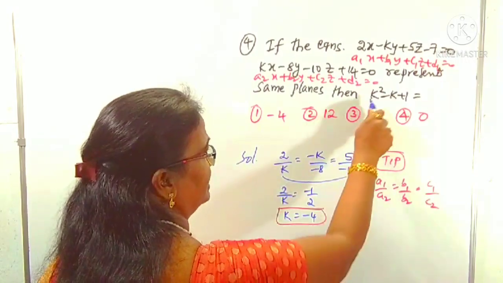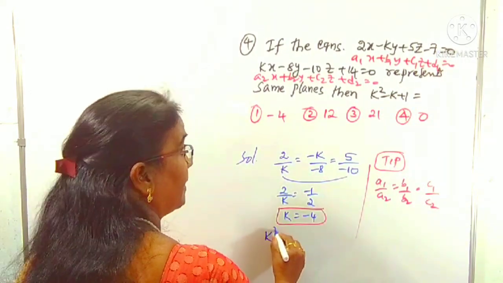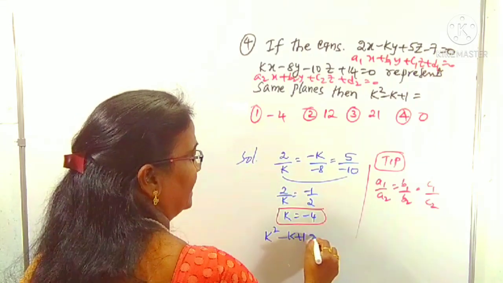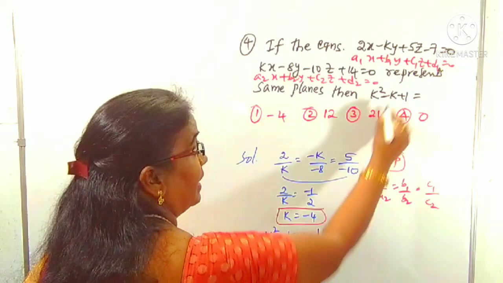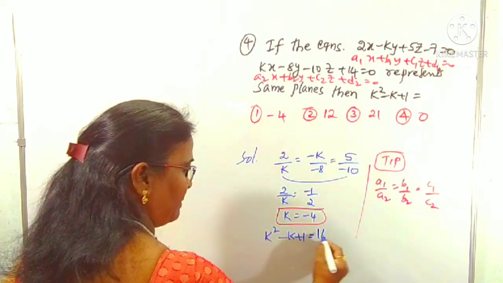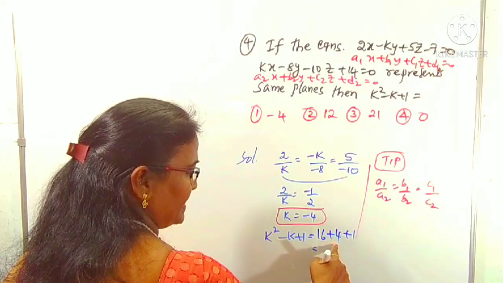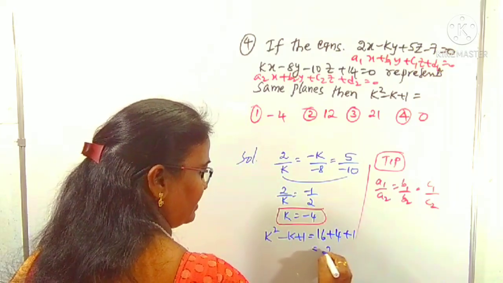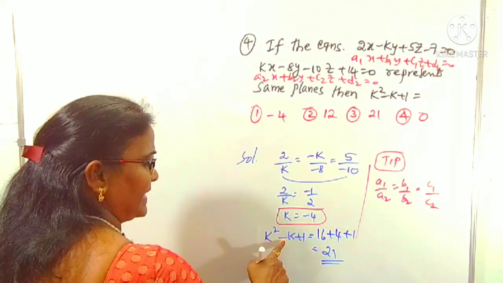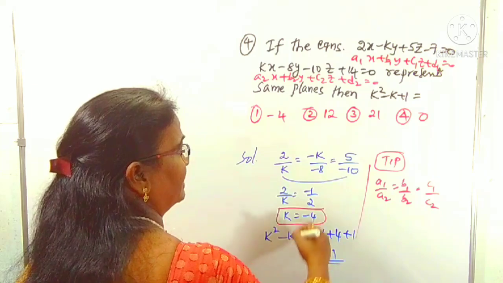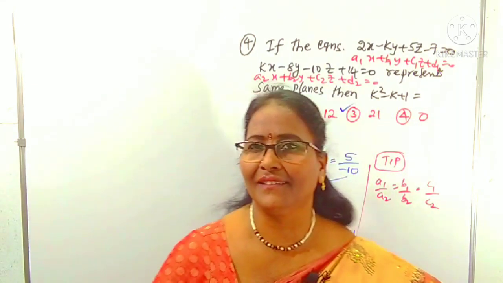But we want what? We want k square minus k plus 1. K square is minus 4 whole square, which is 16. Minus k, minus of minus 4, is plus 4, with the plus 1. You know 16 plus 4 is 20, 20 plus 1 is 21. This is our required result. K square minus k plus 1 result is 21. That is clearly the third option. Is it clear now? Right?